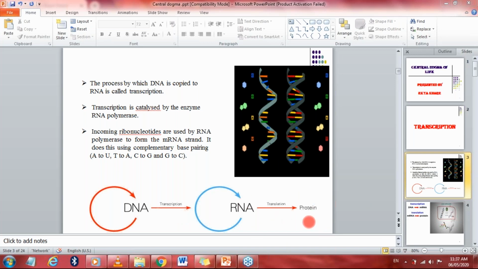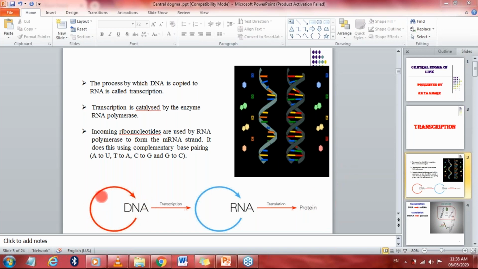So you have to always remember what the central dogma of life is, and who proposed this central dogma. If someone asks you what the central dogma of life is, you have to say this is the process: this flow process is called the central dogma of life.